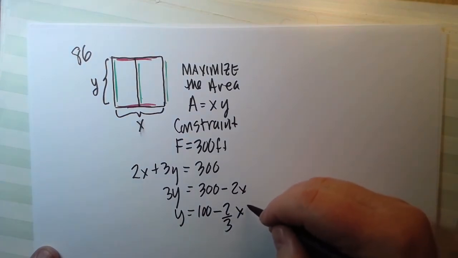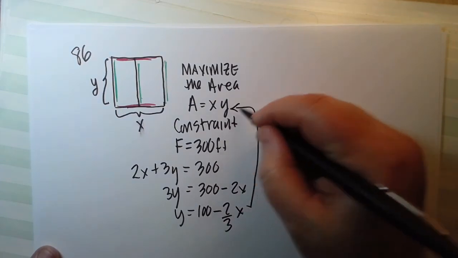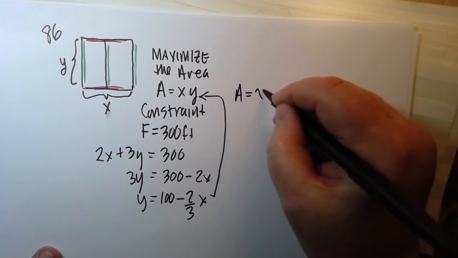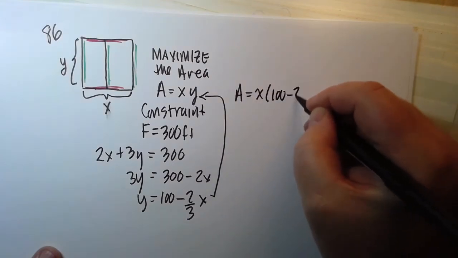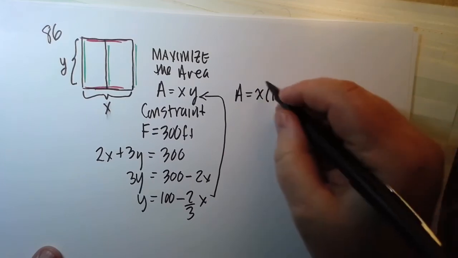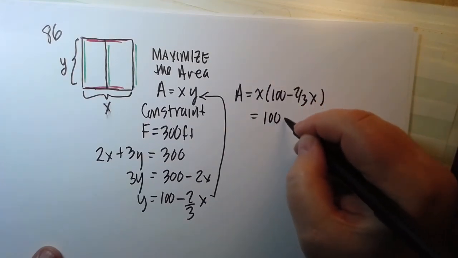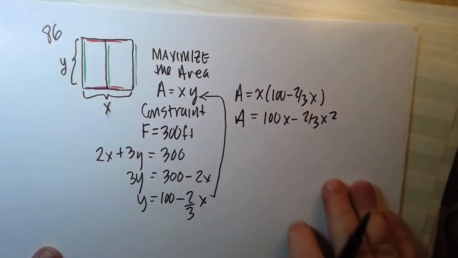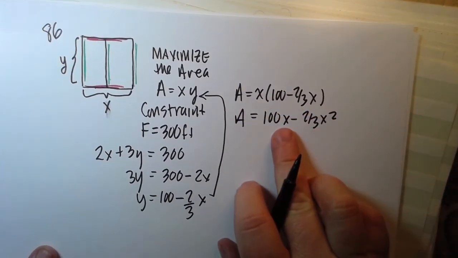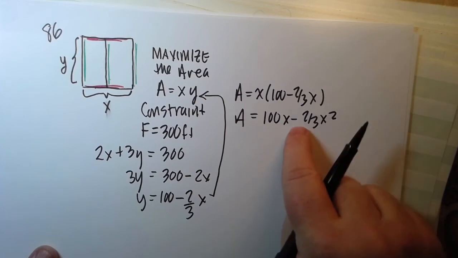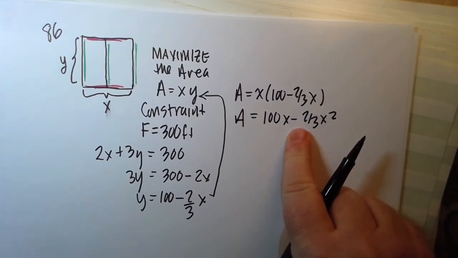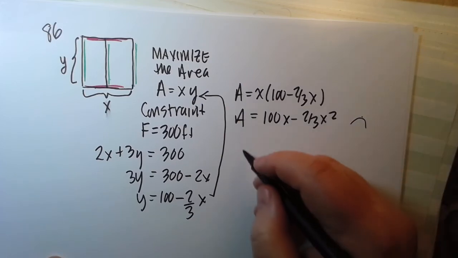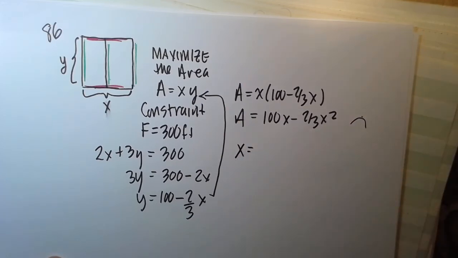Now what I'm going to do with this is I'm going to substitute that in for the y here. Now what that's going to do is give me this equation that looks like x times 100 minus 2/3 x. Distribute: 100x minus 2/3 x squared. Now this area is a function of one side, which is a parabola with a negative a. So that means it opens down, so it means it's going to have a maximum, so all is good. So now we just need to find what the x is.